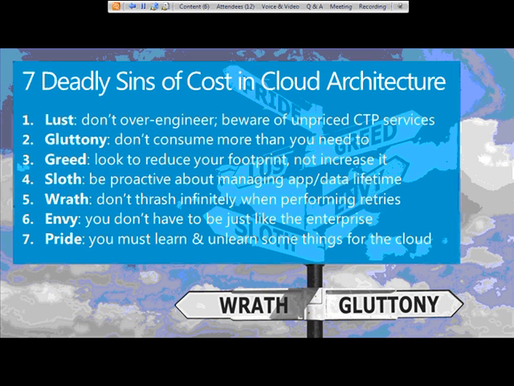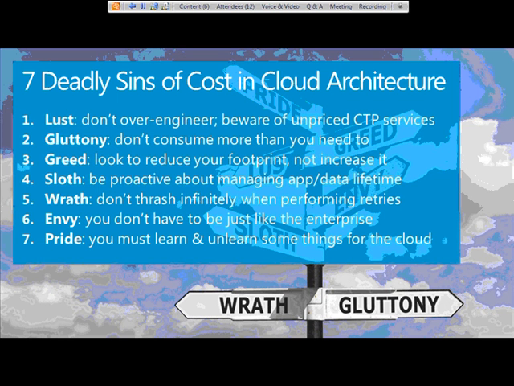Second would be gluttony. Don't consume more than you need to. There's just no reason for it, especially because you can always adjust your scale when you need to, when you feel the pain. Number 3, greed. Look to reduce your footprint, not increase it. Sometimes in enterprise we take pride in running on a big, cutting-edge, shiny new server, but there's no value in that in the cloud. It just costs you more money. So you want to reduce your footprint as much as possible.